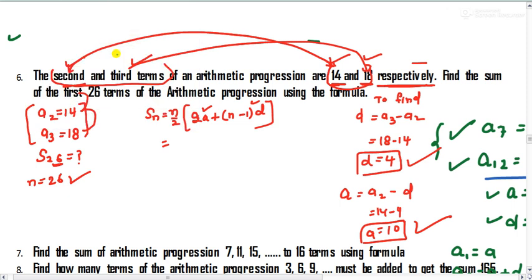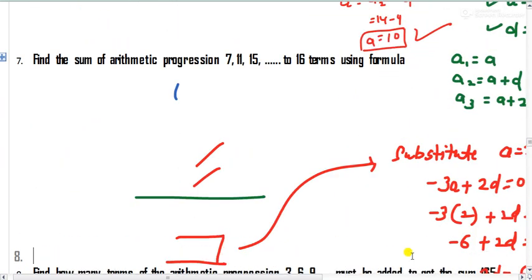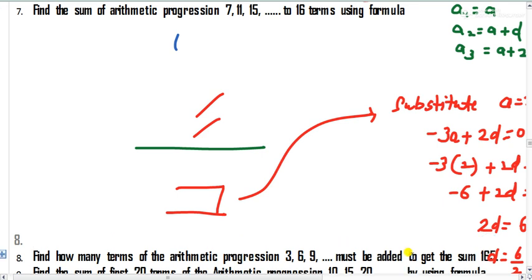Any doubt you have? No. Okay, fine. Next, question number 7. Again, what is the data given?